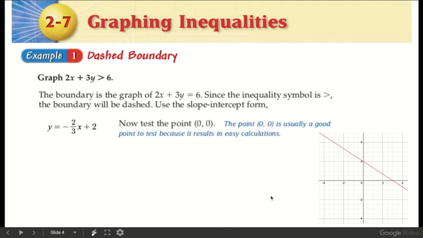Next step is we want to test a point now, because now we need to know what side of the line we should shade. So this is an example where we could use the point 0, 0 because it's not on the line. Again, you don't want to pick any point on the line.